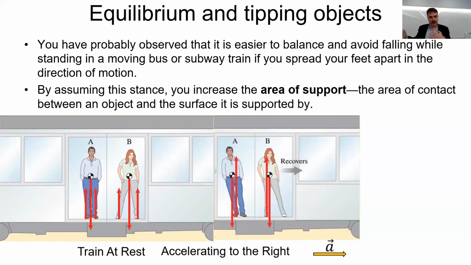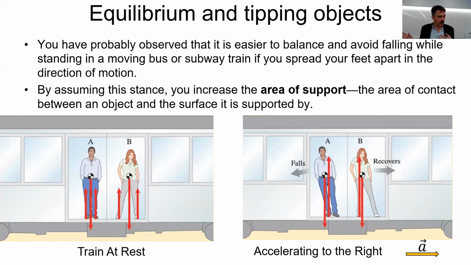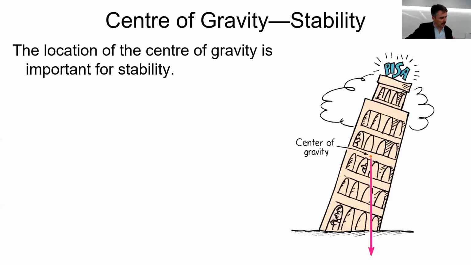So if you're accelerating towards the right here, then if you lean backwards a little bit, your center of mass will still be over your foot. Whereas if your feet are close together, you could just tip right over. As soon as your center of mass is no longer above your area of support, that's when you tip. So the tipping point is right when your center of mass is exactly above the edge of your area of support. That's sort of one basic idea.